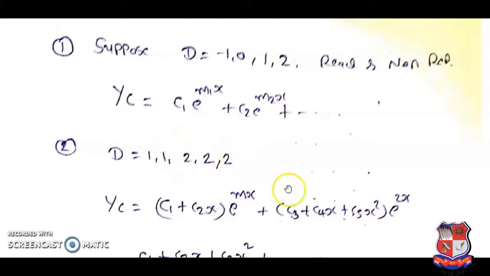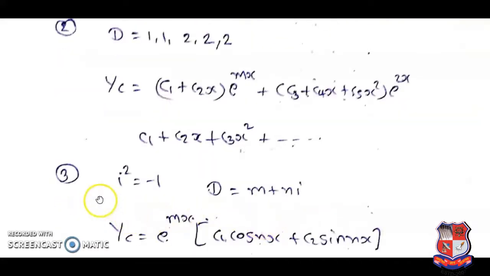And if repeated 3 times, then we have to write down 3 steps of the sequence: c3 plus c4x plus c5x square, e raised to 2x. Why do we start with c3? Because c1 and c2 were already used previously, so we consider c3, c4, c5.